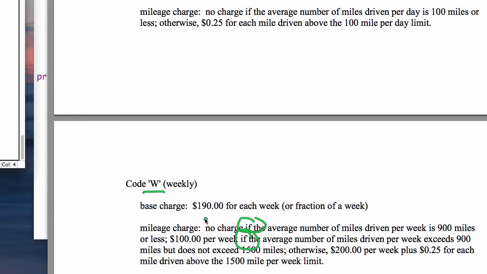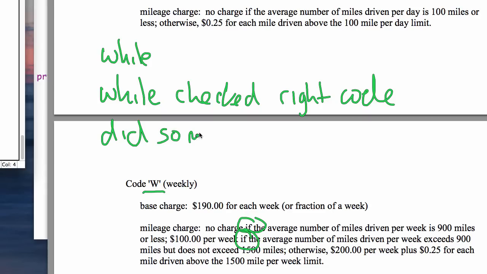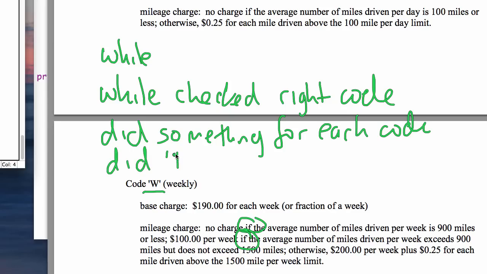So let me review what I did. We first of all did a basic while loop. And then I did a while, and I checked for the right code. And then I did something for each code. I just printed. And then finally, I did B. So there were 1, 2, 3, 4 different development stages, always having a working piece of code.